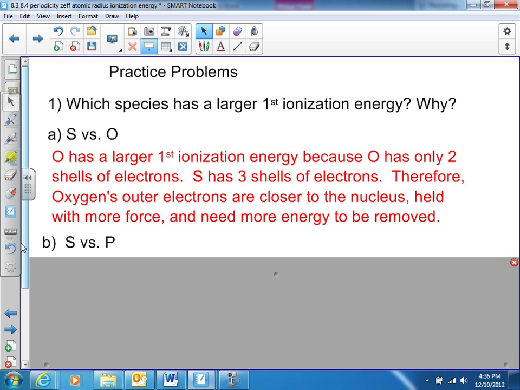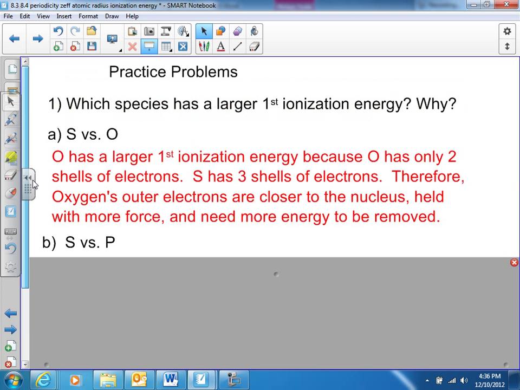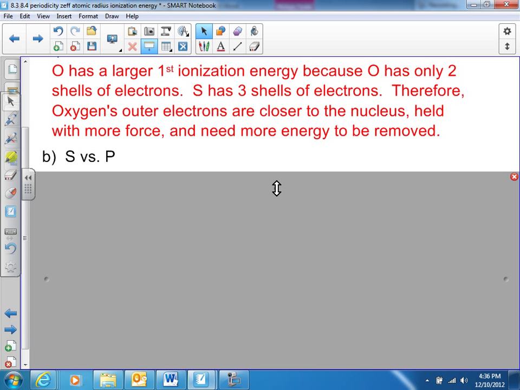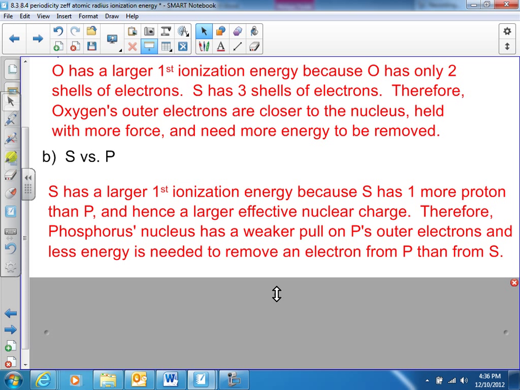Oops. S versus P. Locate those on the periodic table. Pause if you want. And we want to know which one has a larger first ionization energy. All right, here's the answer. Pause if you don't want to see it. S has a larger first ionization energy.